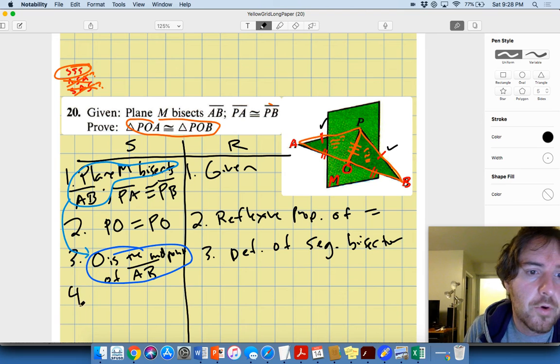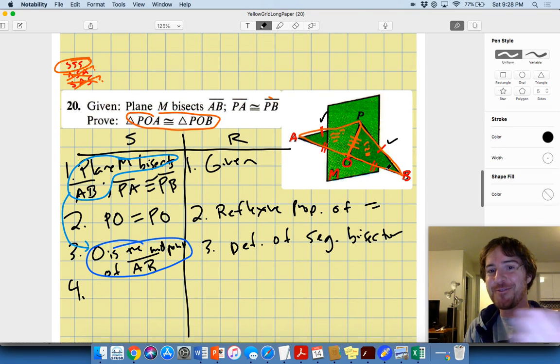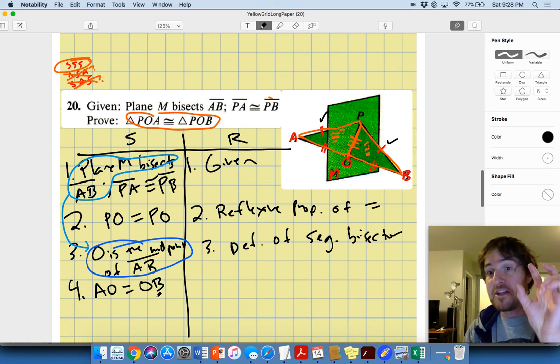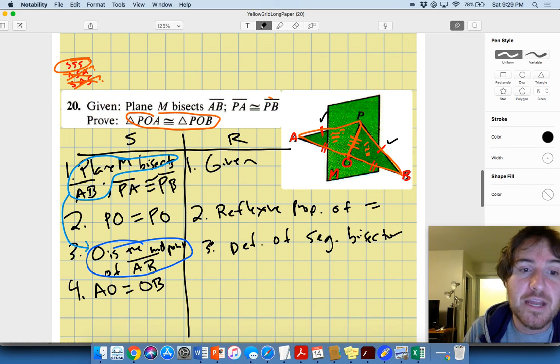All right, number 4. Well, if O is the midpoint of segment AB, what do we know about AO? What do we know about OB? Well, they got to equal each other. They got to be the same length, because if O is the midpoint, it's going to create two segments of equal lengths out of segment AB here. Okay, so that is definition of midpoint.